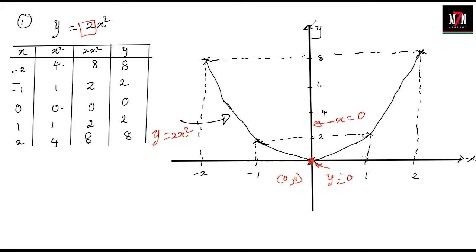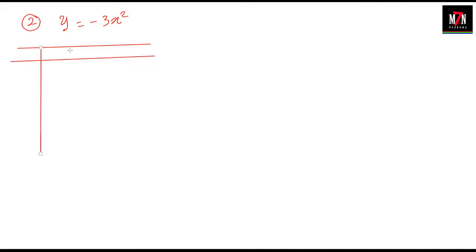Okay, let's have another example. Second one, y equals minus 3x squared. So again we can draw a table like earlier. X values, x squared, minus 3x squared, and y values. So let's write here x squared, minus 3x squared, that is y.